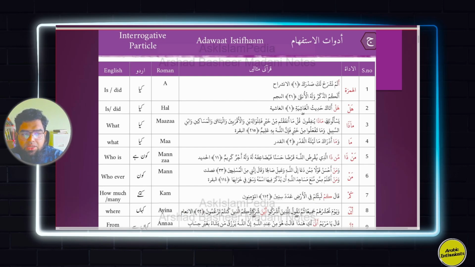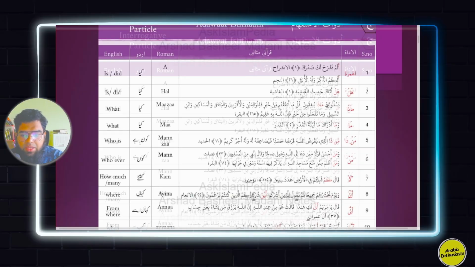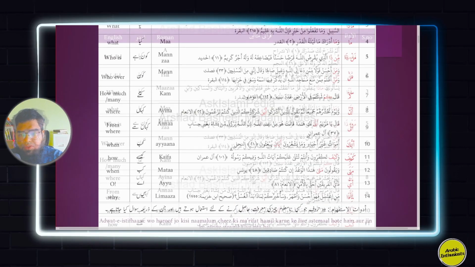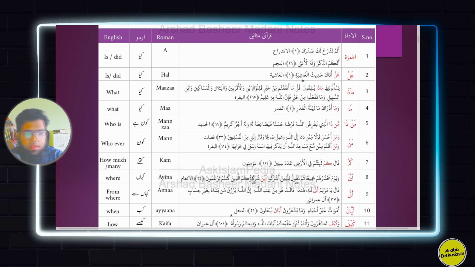So the first is Hamza today. These are interrogative particles, Adawatul Istifham, and there are 14 of them. The first is Hamza. Hamza, in the sense when you're asking about something like, is this so and so? Like, Alam nashrah laka sadrak.